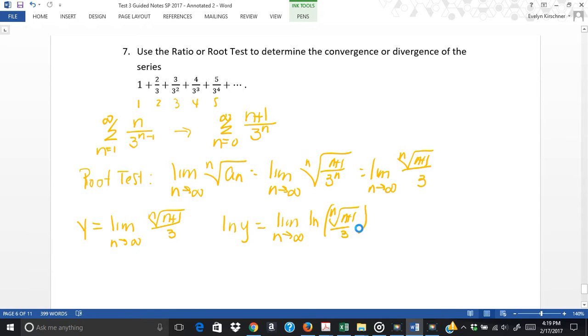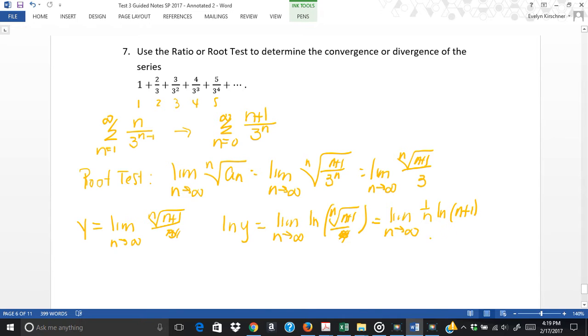I really don't need the 3, so I'm just going to look at this, because I know the 3 is on the bottom. So let's not look at the 3, let's just look at it this way. I could keep the 3 in, but this makes it a little bit easier. So this is the same as the limit as n goes to infinity of 1 over n times the natural log of n plus 1.